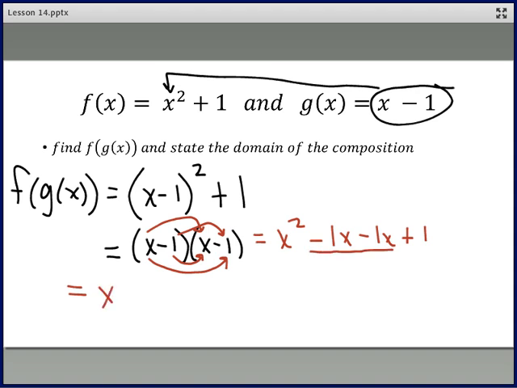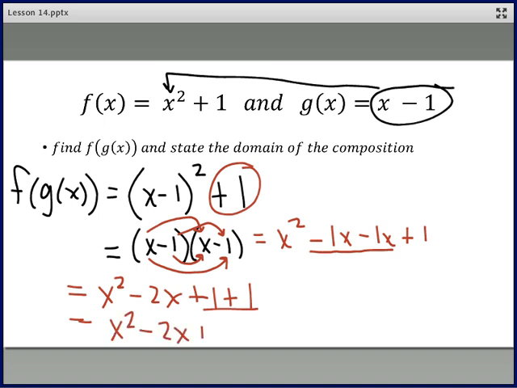And then last, negative 1 times negative 1 is positive 1. So I'm going to finish up my composition here. I'm going to combine those two terms together. That gives me negative 2x. So I've got x squared minus 2x plus 1.